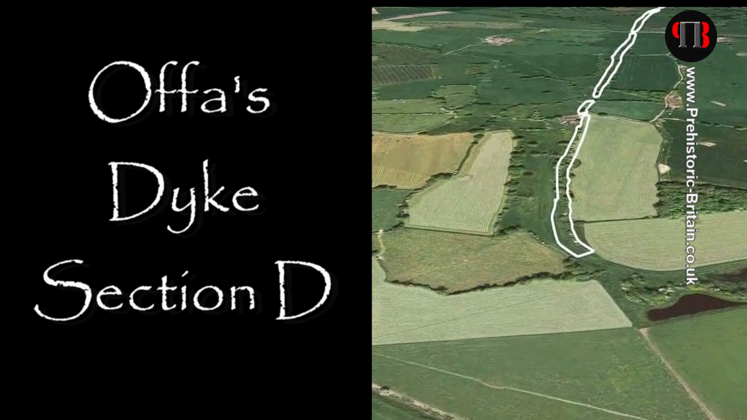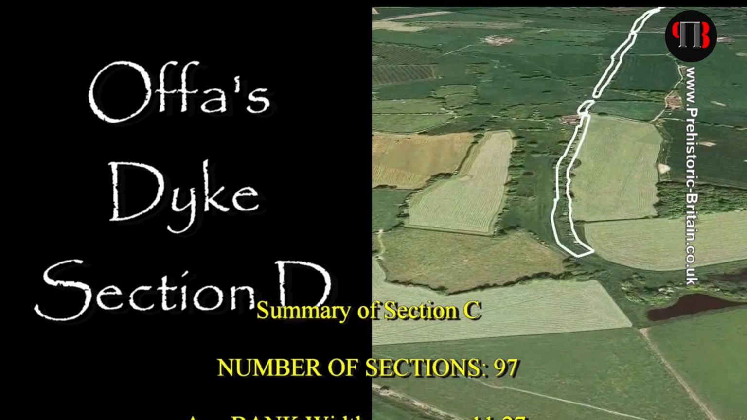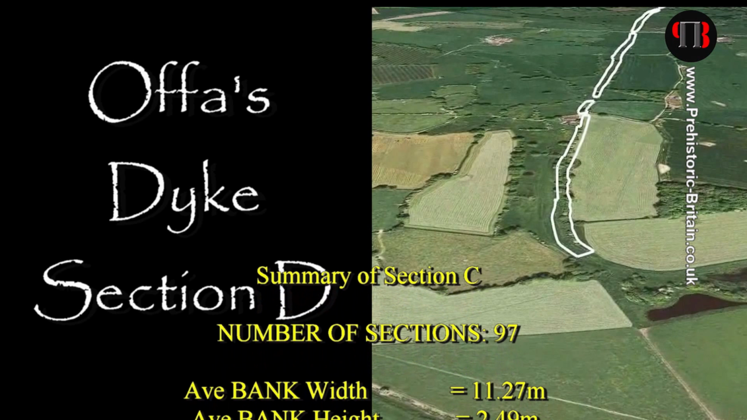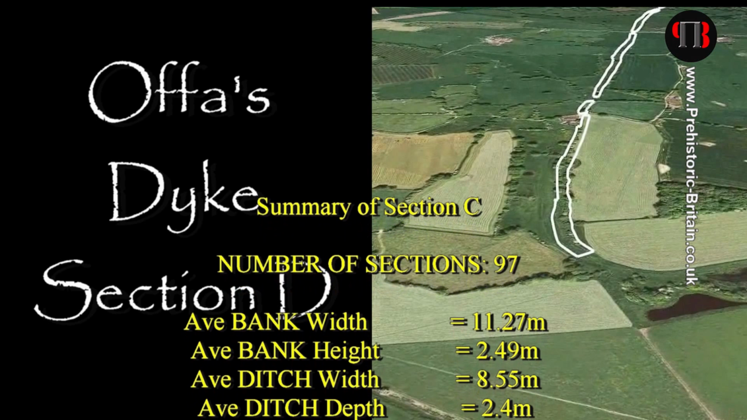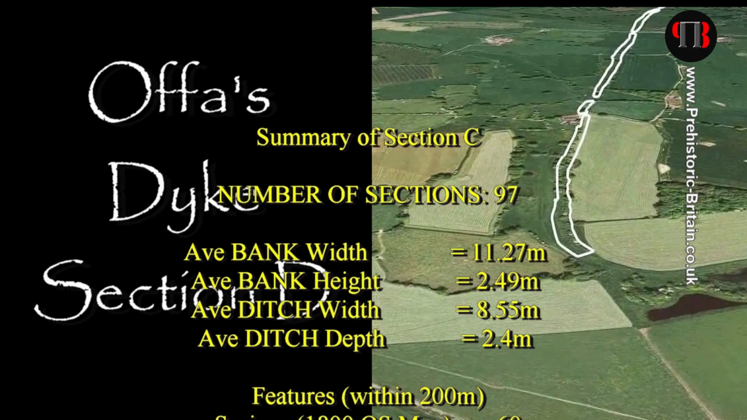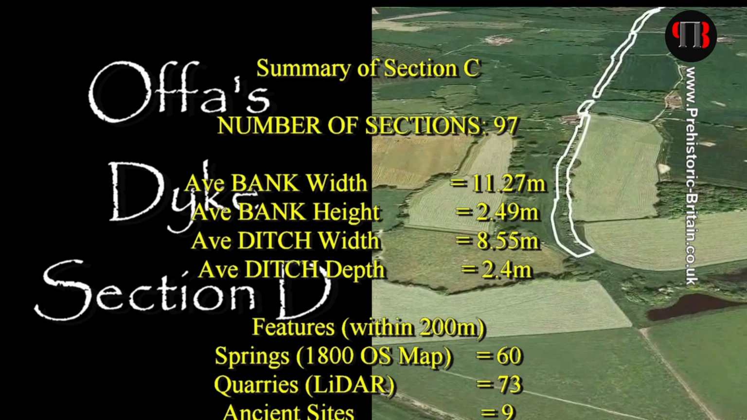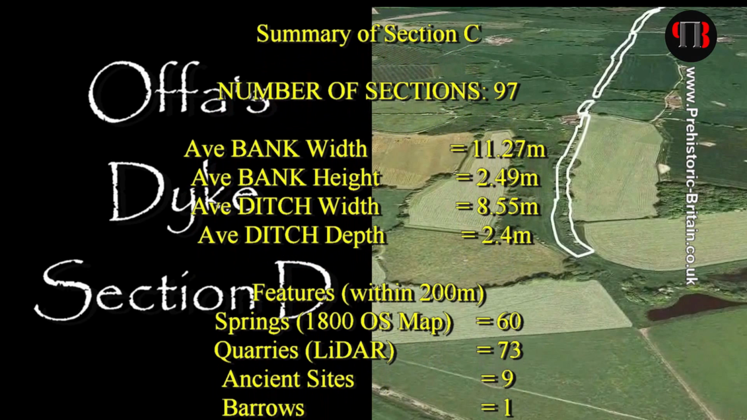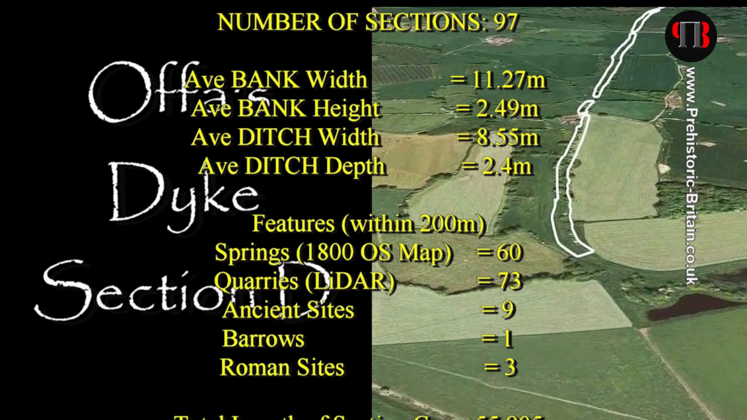Number of sections in Section C is 97. The average bank width is 11.27 metres. The average bank height is 2.49 metres. The average ditch width is 8.55 metres. And the average ditch depth is 2.4 metres. Features within 200 metres of the dike include 60 springs, 73 quarries, 9 ancient sites, 1 single barrow and 3 Roman sites.